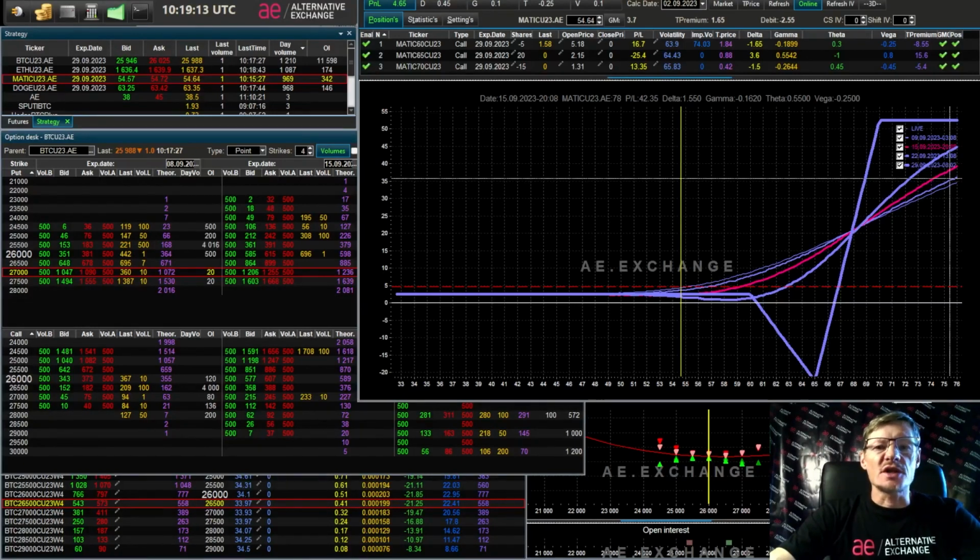So, what is a diagonal spread? A diagonal spread is a combination of a vertical spread and a calendar spread. We work with the near series of options and the far series, as well as the spread between the strikes. Let's build such a spread in the AE desktop terminal. I can do it in the option chart builder.